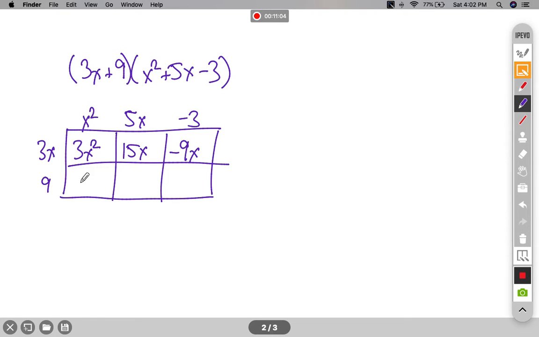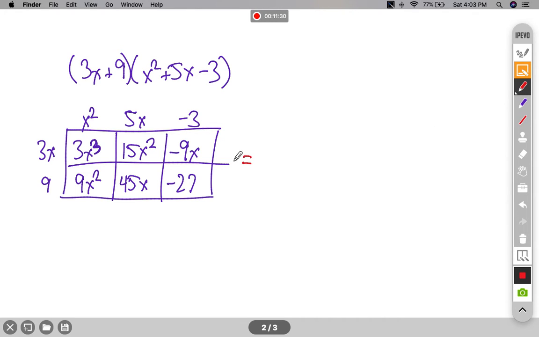9 times x squared, 9x squared. And I messed up already. X times x squared, this is x to the third. X times x, this is an x squared. Oh boy. 9 times 5 is 45. And we have an x. 9 times 3 is 27, and it's negative because we have that negative here.